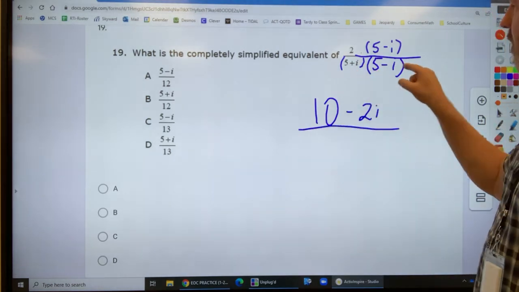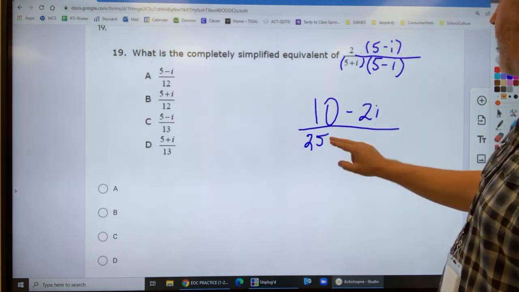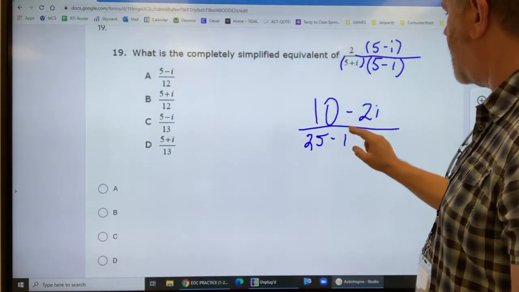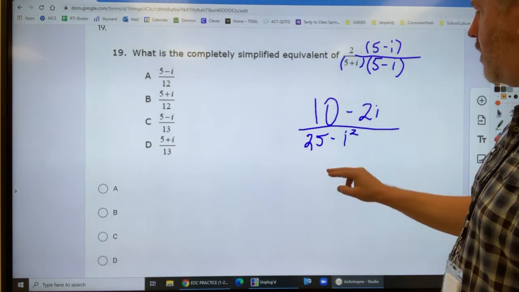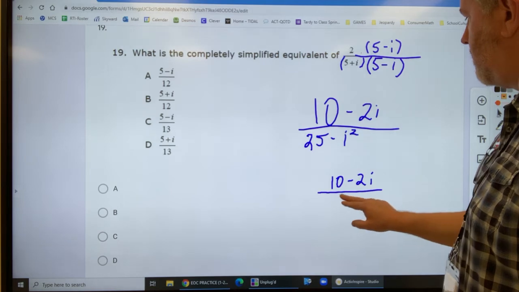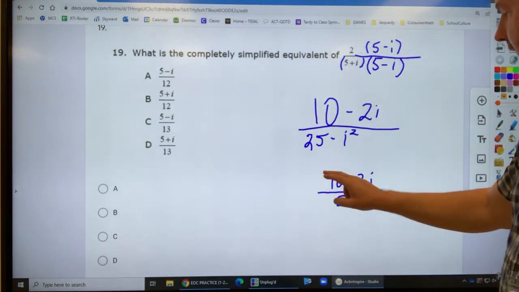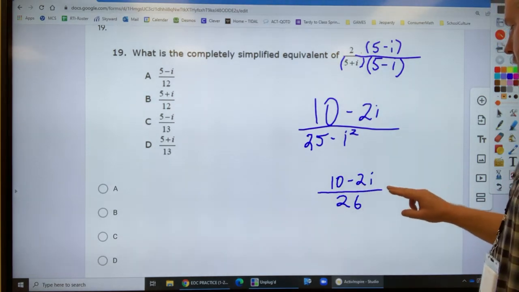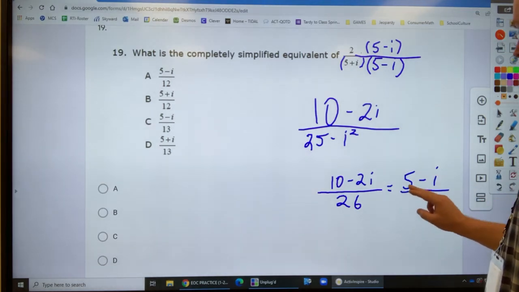And then I'm going to FOIL this bottom here. So I get 25 minus 5i. Minus 5i plus 5i, those cancel. I end up with minus i squared. i squared is negative 1, so minus negative 1 is plus 1. So I end up with 10 minus 2i over 26. But that'll cancel a little bit. I can factor a 2 out of this top, or I can just cross out 2 in each term. When I say cross out, I mean divide by, minus i over 13.